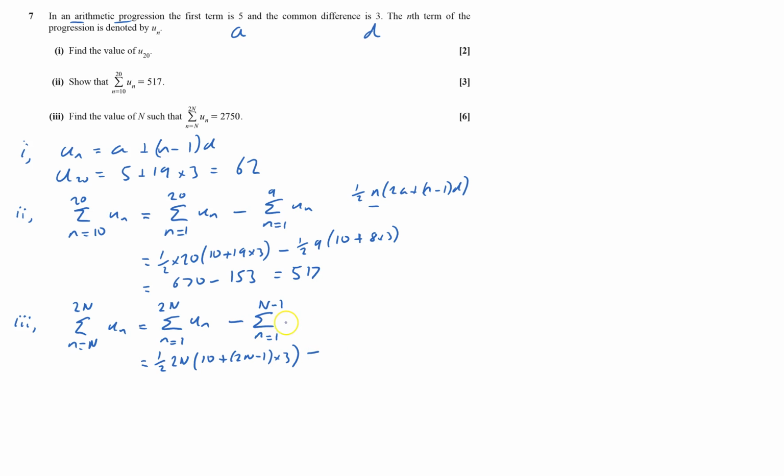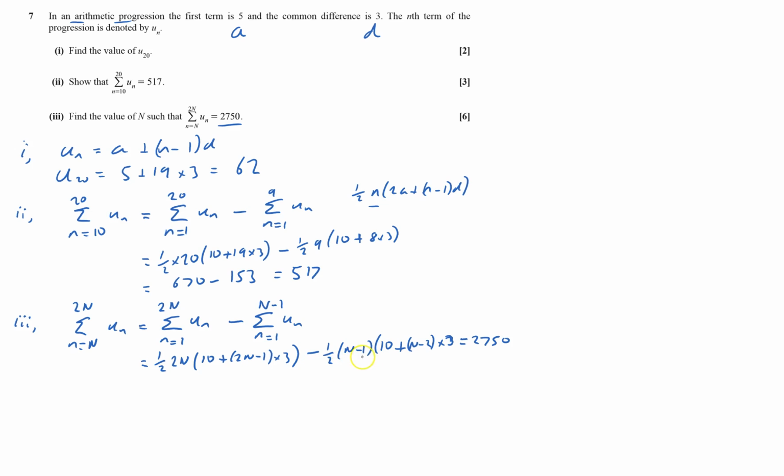Minus, that should be u_n, it's a half of my n, which is the bit at the top, which is n minus 1, times, it's still going to be 10, because that's 2a, plus n minus 1, and my n is n minus 1, so that'll be n minus 2 times d, which is 3. And now I know what that equals, I can put it together to equal my 2750 from what it says.